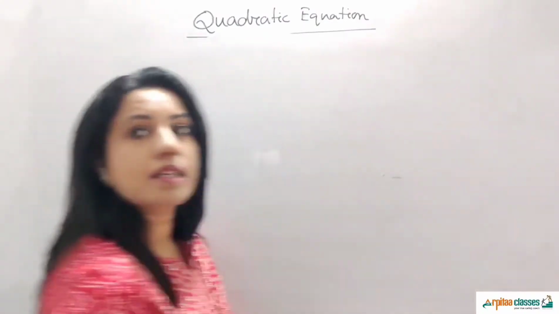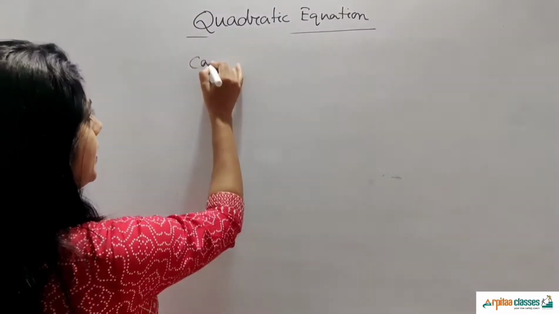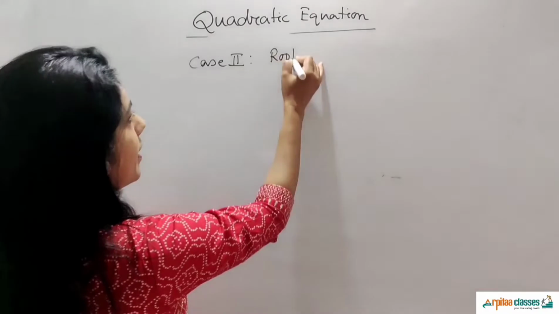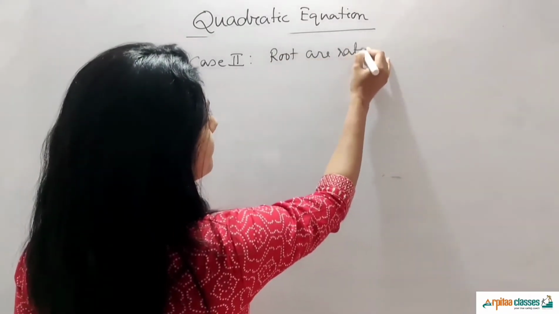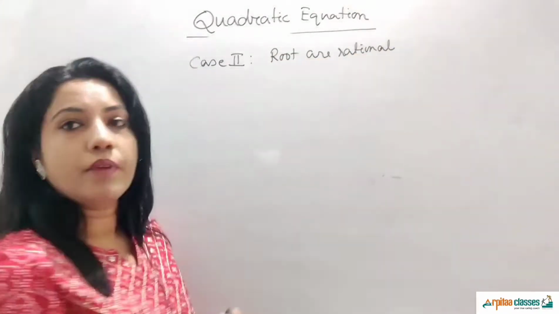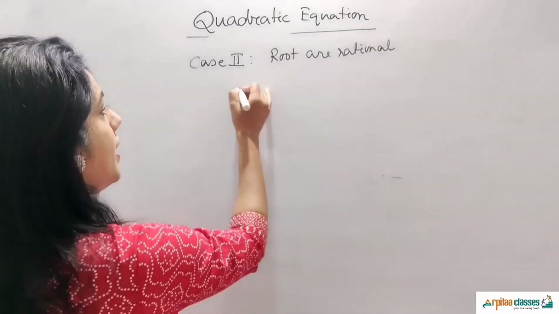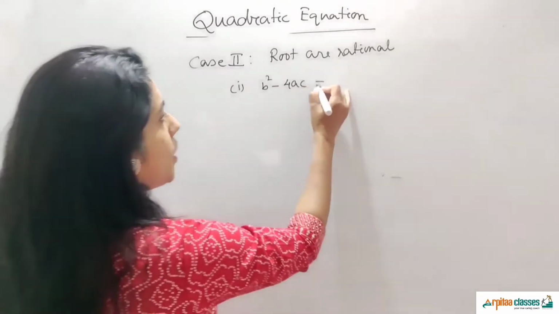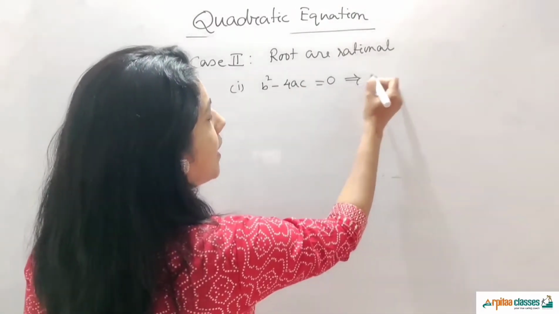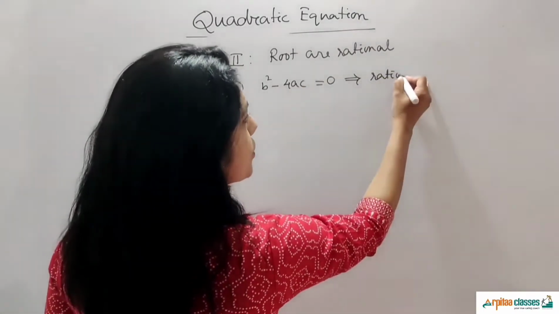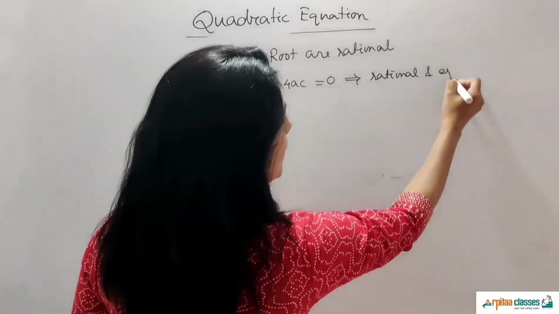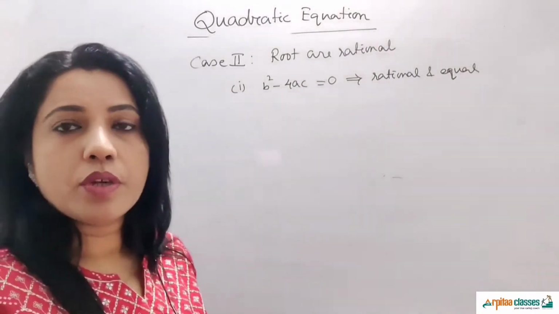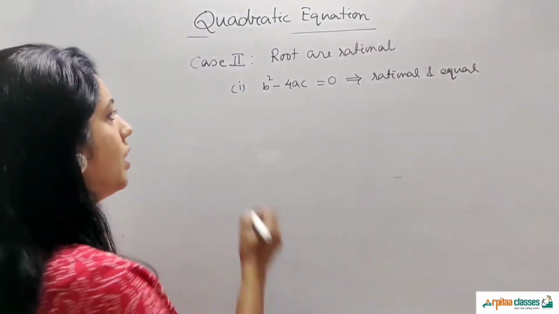Now we will discuss case 2. Case 2, when the roots are rational, we have 4 criteria. Number 1, b square minus 4ac is equal to 0, then the roots are rational and equal. B square minus 4ac is equal to 0, roots are rational and equal.